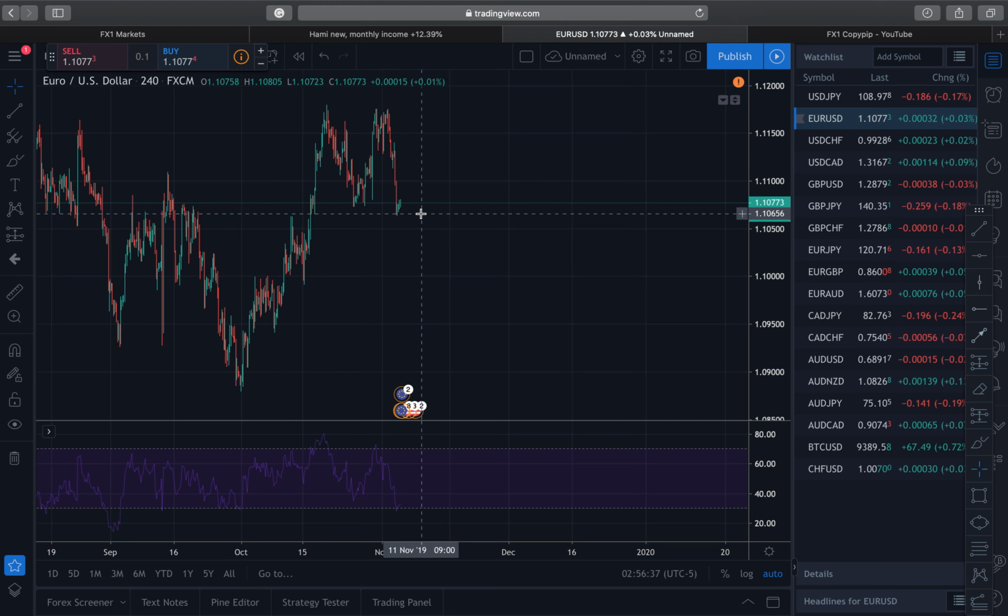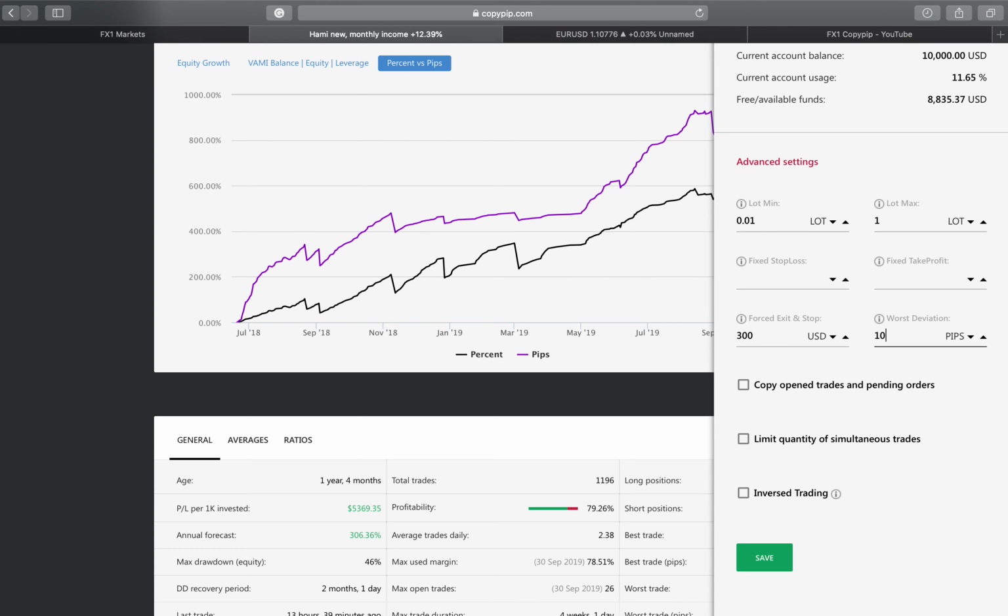Let's say from 1.1065 to 1.10675, it's 10 pips. So basically this is my number. I want to put 10 pips. If it is 10 pips away, I won't mind if the trade is opened 10 pips away or below. And if I want a better position, I can put 5. If it goes above 5, I won't be opening that trade.